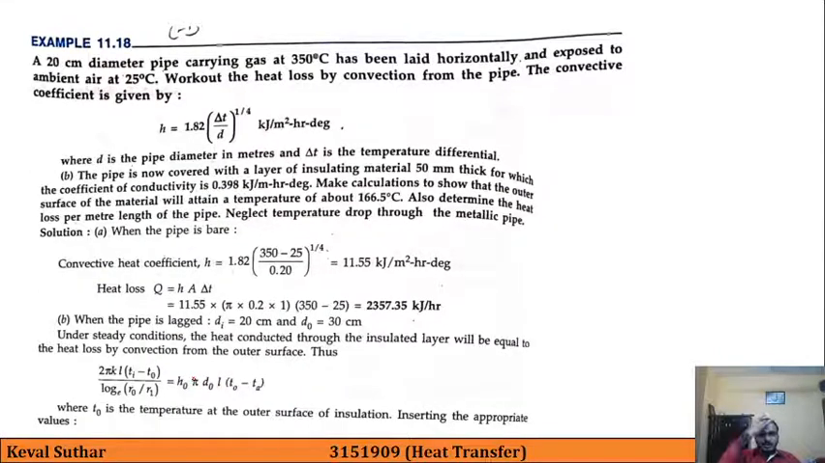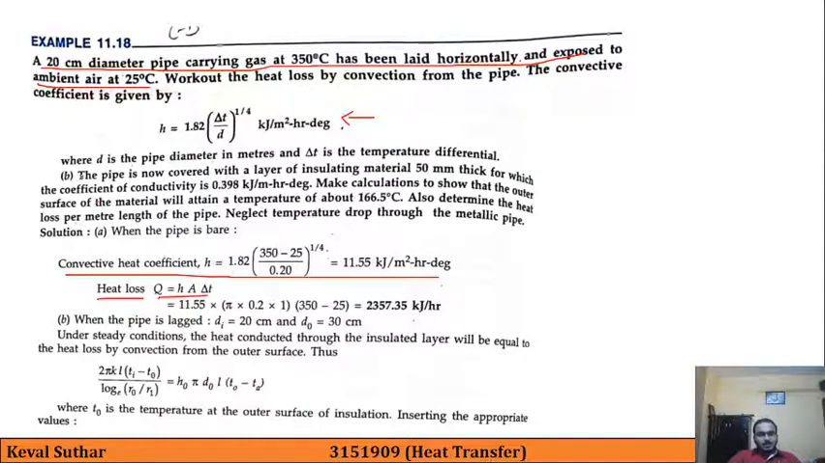Now our next question is, a 20 centimeter diameter pipe is carrying gas at 350 degrees Celsius, has been laid horizontally and exposed to ambient air at 25 degrees Celsius. So we need to use this relationship, work out the heat loss. So this is quite straightforward, that we are calculating the value of h based on delta T and D, and we will get the heat loss in this way, Q is equal to hA delta T.